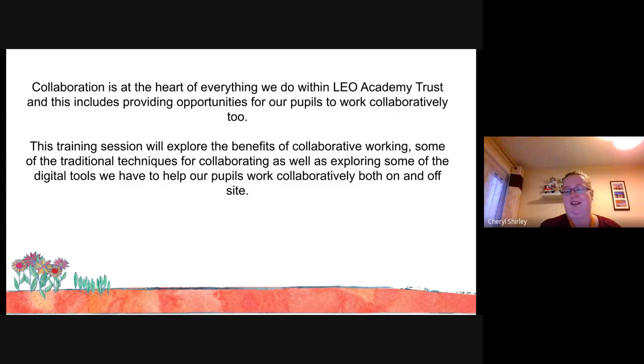So obviously the aim of the session today is to look a little bit into collaborative working and explore some of the digital tools that we have that are able to help our pupils to work collaboratively, either at school or also outside of school as well. So that's the aim.